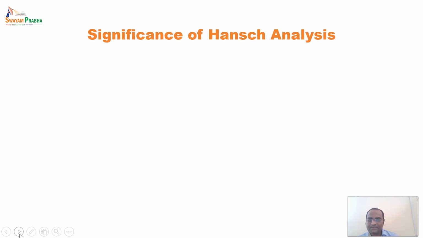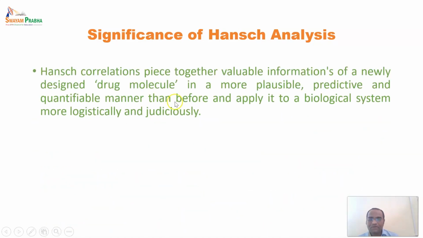Significance of Hansch's analysis. The Hansch correlation pieced together valuable information on newly designed drug molecules in a more plausible, predictive, and quantifiable manner than before, and applies it to biological systems more logistically and judiciously. So once we get information on lipophilicity, that is hydrophobicity, or the electronic parameter, and lastly the steric factor, from that information we can tell at which particular instance increasing such a parameter increases activity, or decreasing that parameter increases or decreases activity. So logistically it can be identified, and Hansch's analysis is used particularly in studies of QSAR, that is quantitative structure activity relationship.